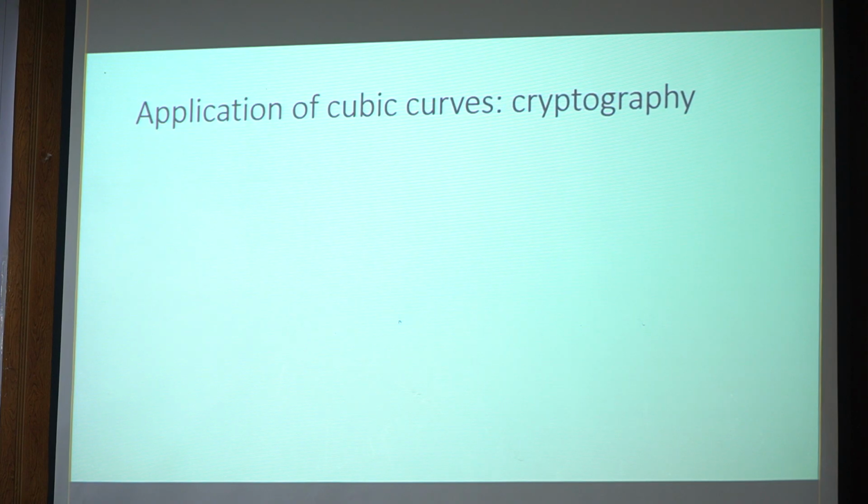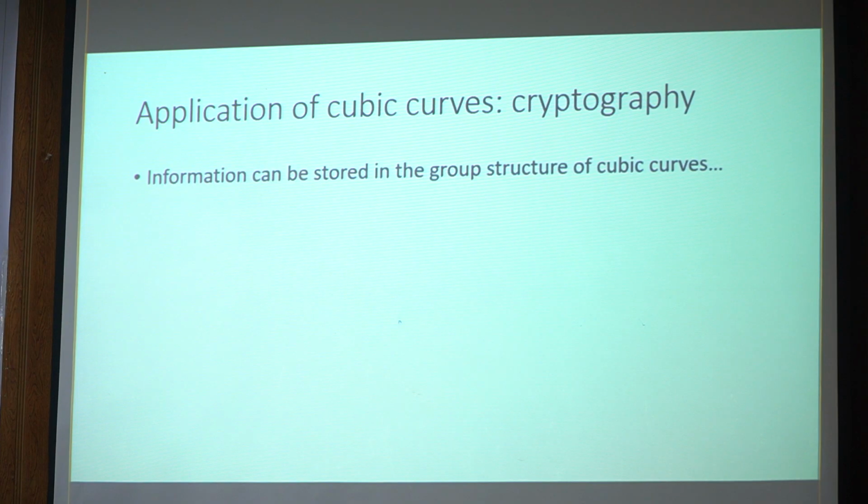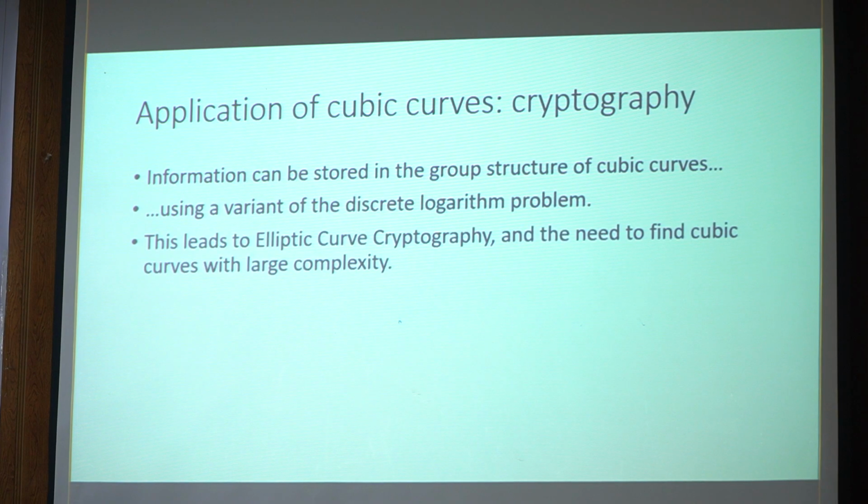And so I was told yesterday that this is a very old slide. So in the next lecture, you'll find out why this is a bad idea to do this. But I'm telling you that up until now, we have used elliptic curves for cryptography. The point being that information can be stored in the group structure of cubic curves using a variant of the discrete logarithm problem. And as you'll learn in the next lecture, the discrete logarithm problem may be solved by quantum computers, so this may not be such a safe idea anymore. But until about last year, we didn't have a working quantum computer, so this was fine. Who knows what we have now?